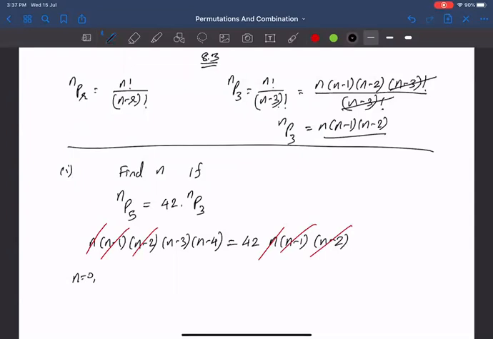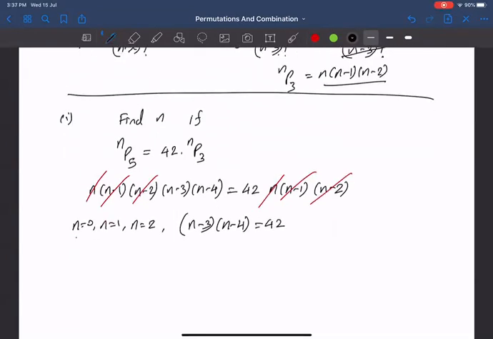n could be 0, n could be 1, n could be 2, or I can have (n minus 3) into (n minus 4) equal to 42. The first three are not possible. Why are these not possible? Because r cannot be greater than n. So now the only possibility left is this.